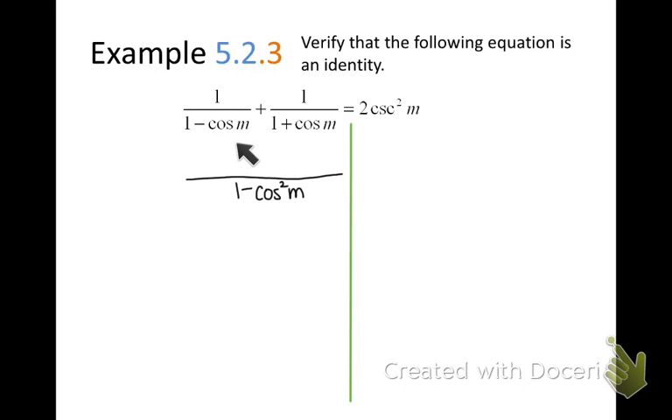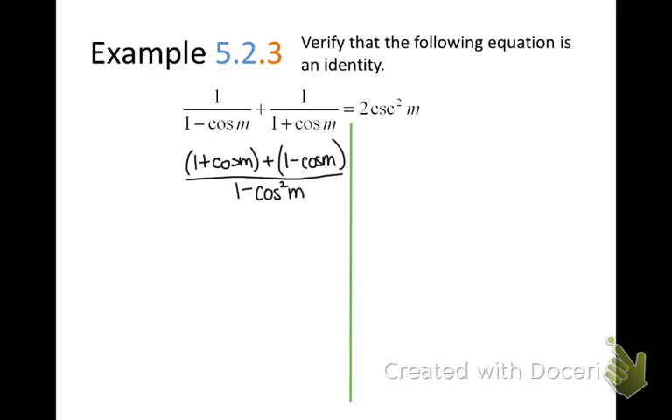So what would I have to multiply this 1 by in order to force a common denominator here? Yeah, 1 plus the cosine of m. So basically, for this denominator to become the common denominator, I need to multiply the top and the bottom by this part. Plus this one, what am I multiplying this one by in order to get a common denominator here? Very good. 1 minus the cosine of m is what I would be multiplying by there.